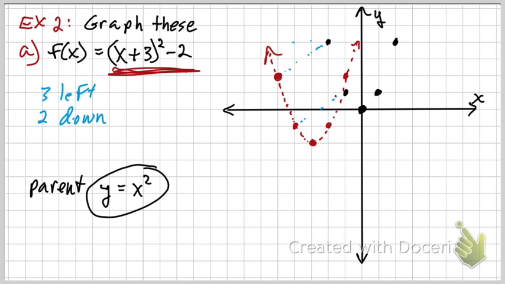But notice, it's really a lot easier if you just get the parent function and just kind of sketch it in like I did, and then see where those main points translate. And then you can sketch that graph really fast. Well, that was fun. Let's do another one.